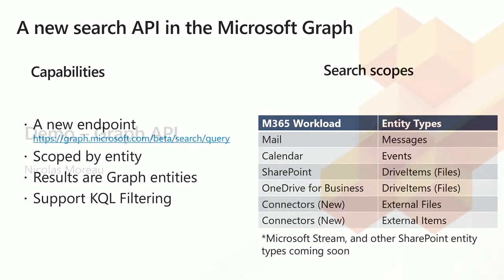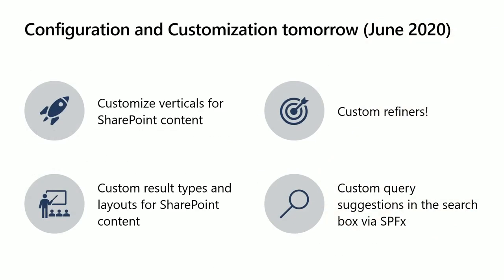All right, so we covered these through our demos. So what can you look forward to very quickly, before we run out of time? We are a little out of time, but it's okay. We're going to be bringing the customized verticals capability to SharePoint content, as well as the custom result types and layouts for SharePoint content. You will also be able to edit the out-of-box verticals that we have. This all is coming by June 2020, so that's a little further out.